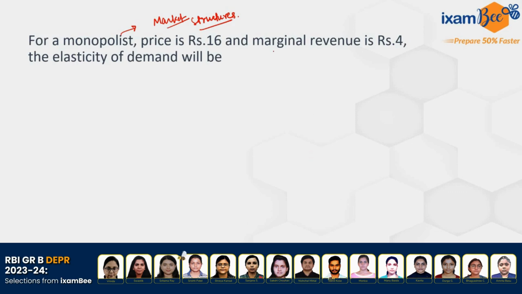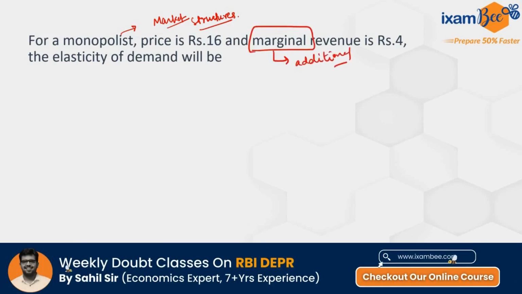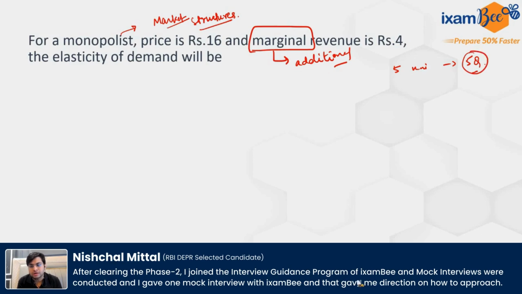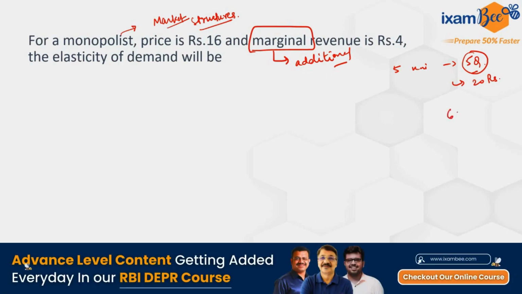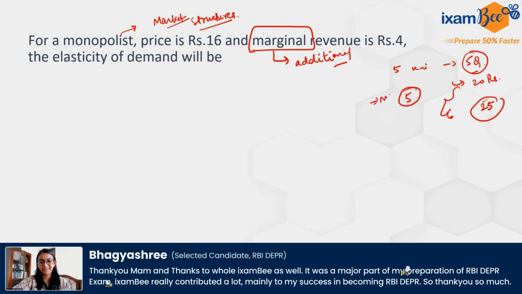Marginal revenue, as the name suggests, marginal is additional. So it is the additional revenue that the firm gets by selling that additional unit of output in the market. Suppose you sell 5 units of pen and you are getting 20 rupees. Now you sell the 6th unit and you get 25 rupees. So what is the additional revenue? 25 minus 20, which is 5. This is your marginal revenue.